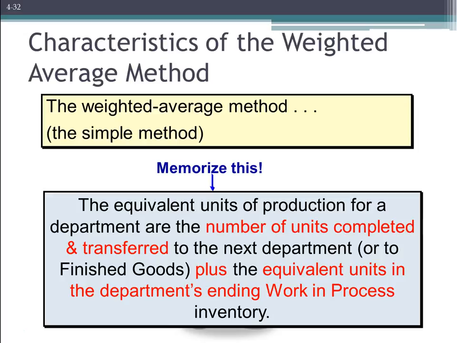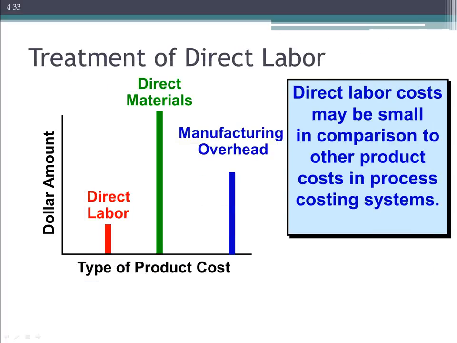But the equivalent units of production for a department are the units completed and transferred plus the equivalent units in ending work in process. So in other words, if we completed 100 units and we had about 50 partially completed units, you would want to multiply out the partially completed units by the percentage of completion plus the 100 that we completed. So memorize this, and you'll see it in examples. I think it'll be much more clear, but memorize the fact that equivalent units of production for a department are the number of units completed plus the equivalent units remaining in that department's ending work in process inventory.